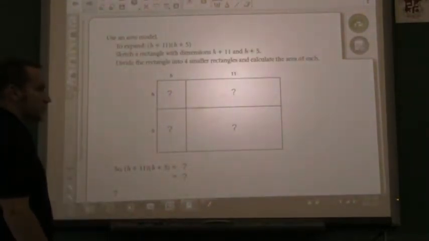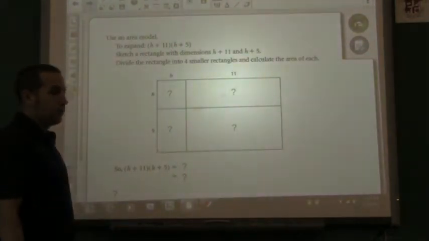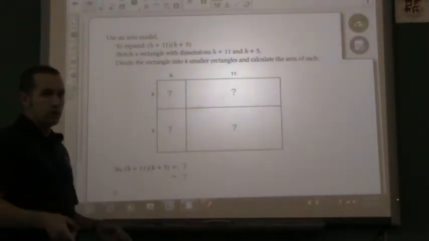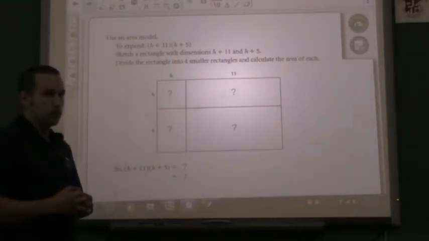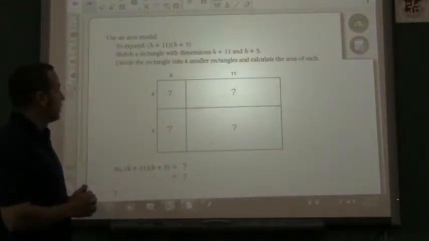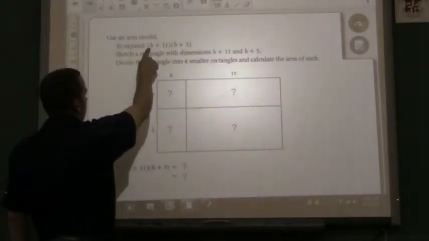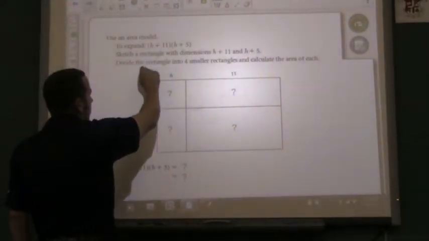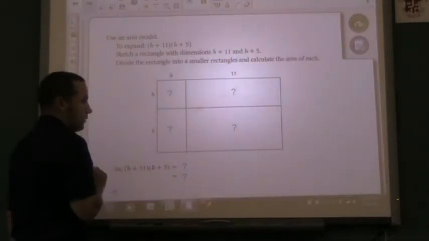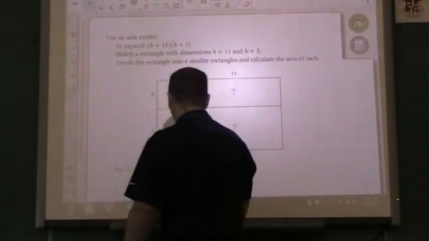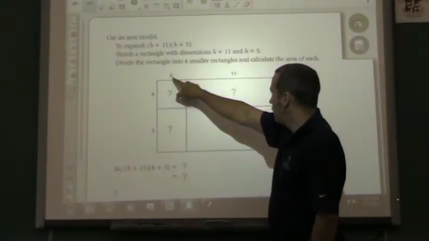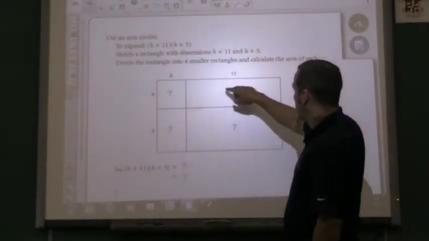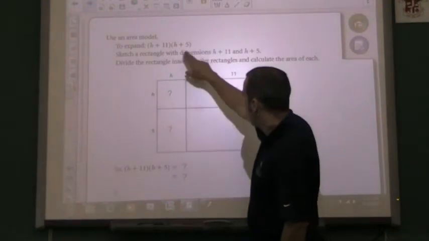All right, so here's another method very similar to algebra tiles. You're still dealing with constructing rectangles, but it takes the algebra tiles out of the picture, and we're going to show multiplying h plus 11 times h plus 5. So here's what you do. You set up your rectangle. On the top, I put my h and my 11, and down the sides, I put my h and my 5, the same as before.